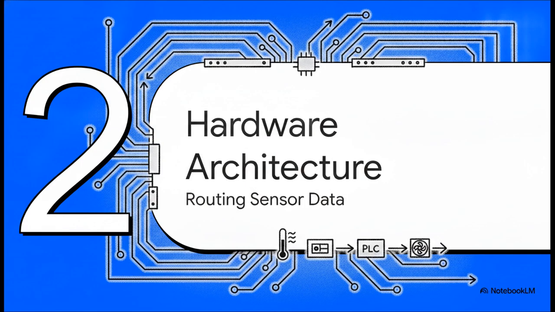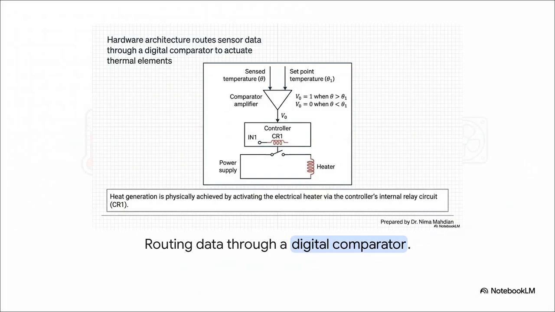Moving right along to Section 2, Hardware Architecture and Routing, Routing Sensor Data. Okay, so here we have a schematic of the actual hardware architecture. See that triangle right in the middle? That's our comparator amplifier, and it's taking in 2 inputs: the temperature it's currently sensing, represented by the Greek letter theta, and our target set point temperature, which is theta 1.